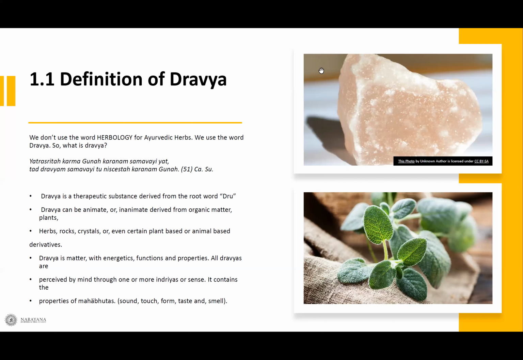It is made up of pancha mahabhuta, the five elements. Obviously, in a rock, the earth element is going to be strong. Is everybody clear what dravya is now? We don't say herbology. That's why I keep on saying dravyology. Everybody's clear about that? Awesome.